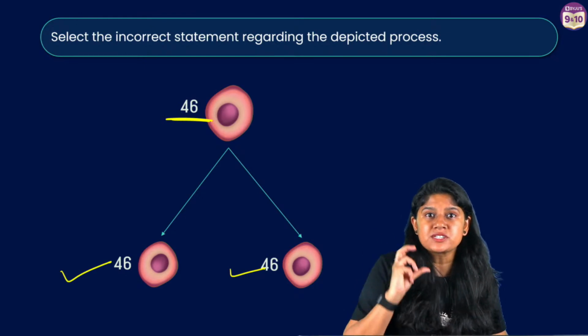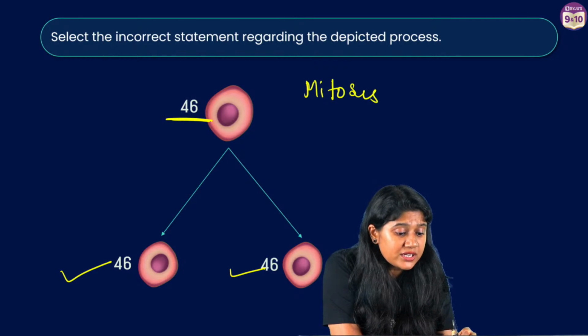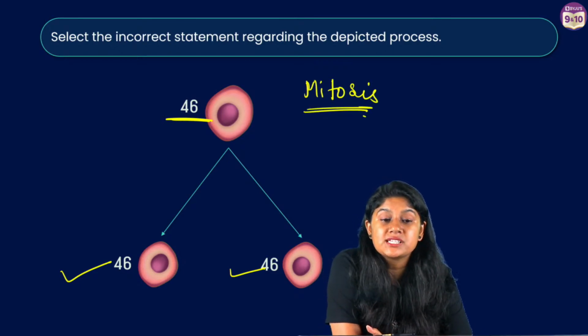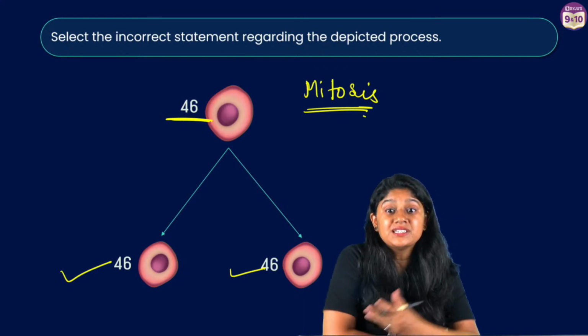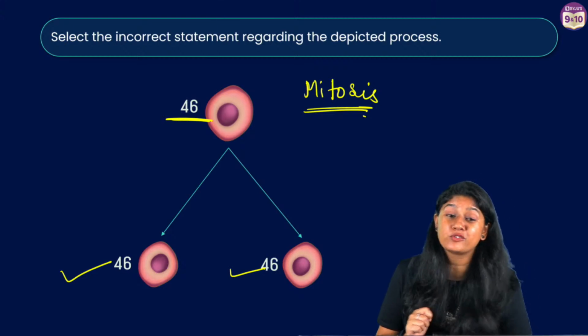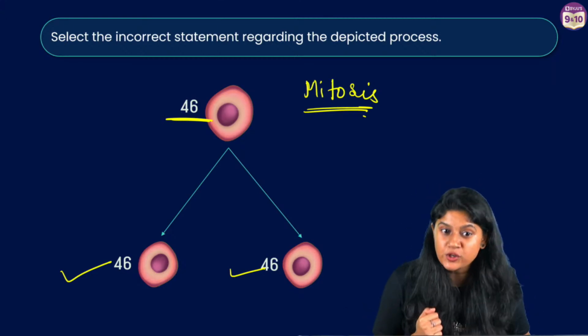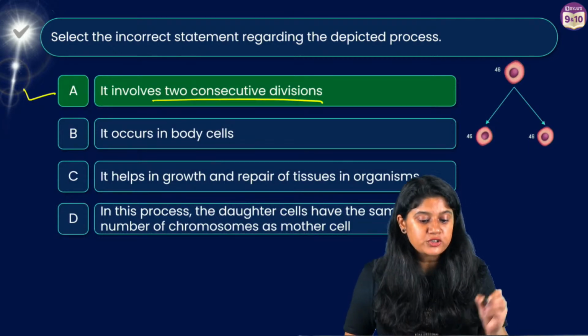That means which process is happening? The type of cell division that is happening is mitosis. In mitosis, the number of chromosomes remains equal, right? It happens in the body cells, and it helps in the growth and the repair of the organism. So which of the statements is incorrect? That it involves two consecutive divisions.